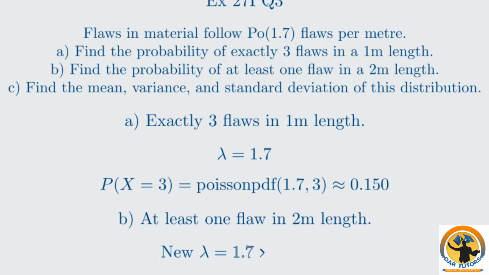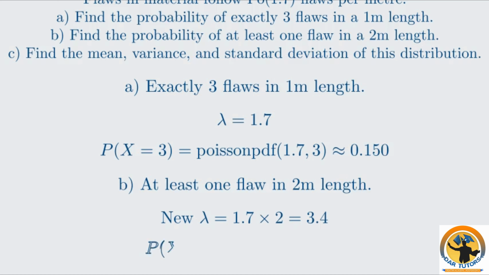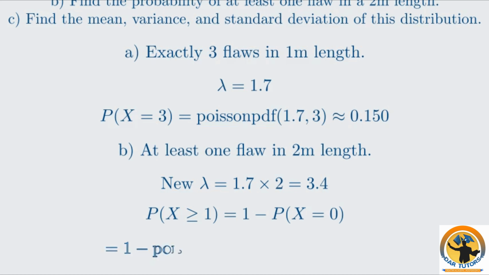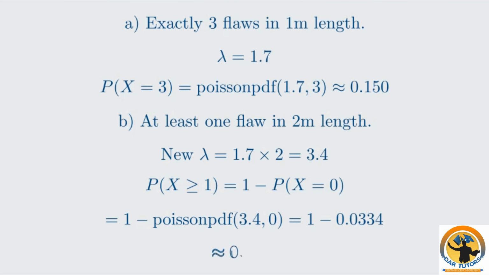For this interval, the rate lambda doubles to 3.4. We want P(X ≥ 1), which is 1 minus P(X = 0). P(X = 0) is Poisson PDF with 3.4 and 0, which is approximately 0.0334, so P(X ≥ 1) is about 0.966.